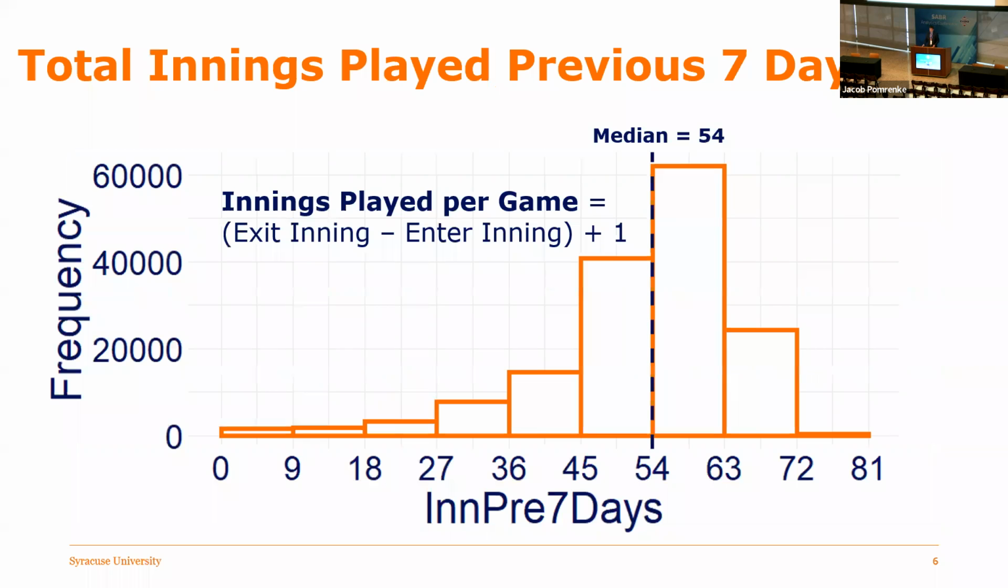So innings played per game were calculated by taking the inning a player exited the game and subtracting the inning they entered the game, and then adding 1. And then this was summed over their previous 7 days. The visualization shows the distribution of the number of innings batters played in the samples. The median is 54, and this equates to 6 full games played over their last 7 days.